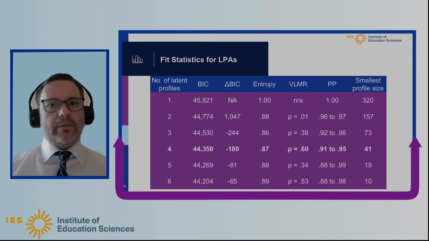So we finally looked closely at the estimated means and observed values from each profile solution, and we considered the interpretability of each solution. So as a result, the 4 profile solution was considered the most optimal, theoretically meaningful, and interpretable solution.